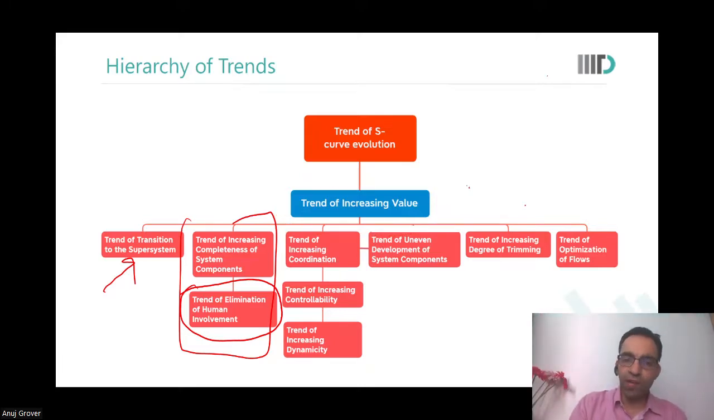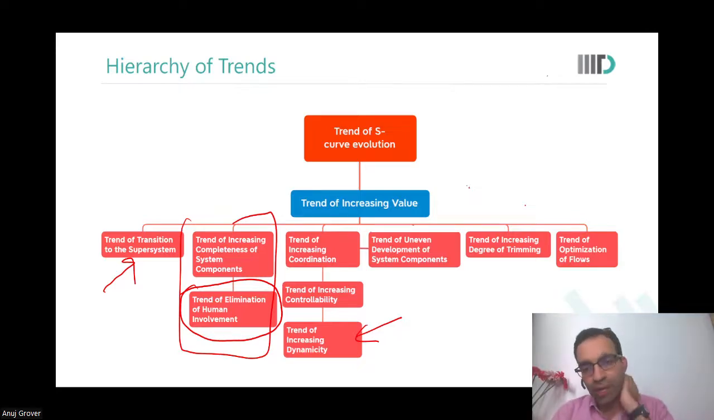Then we will look at the trend of increasing dynamicity in a little while. Let me also talk to you about trend of uneven development of system components. So this is something like जो हमने जो पहले बात करी कि सबसे पहले आपने एक CPU की frequency को बढ़ाया. So when you increase the frequency of the CPU, what happened? Memory frequency did not increase. Memory frequency was increasing at a very slow pace. So what did you do? You started to put in cache hierarchies. So you have L1 cache, L2 cache, L3 cache.